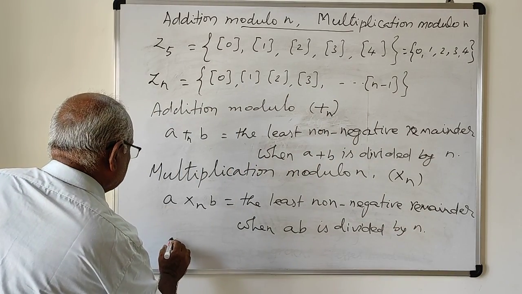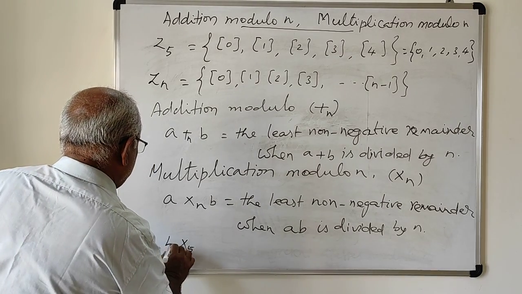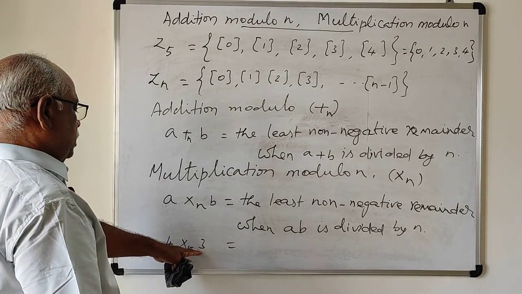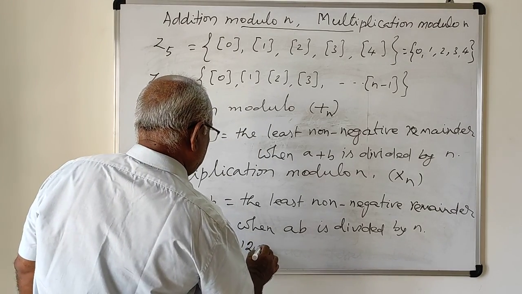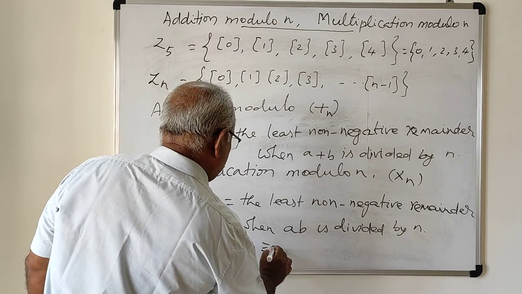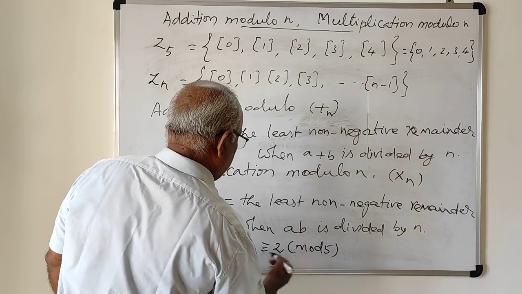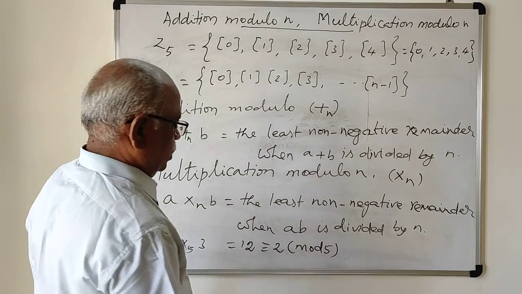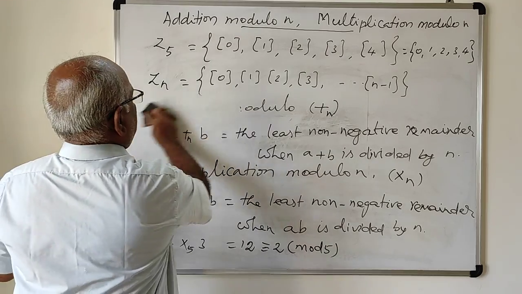Example: 6 multiplication modulo 5, 4 multiplication modulo 5, 3 is equal to 4 threes are 12, by usual multiplication. 12 divided by 5: 2 fives are 10, remainder is 2. So 12 is congruent to 2 mod 5. Like that, multiplication modulo. One more example for multiplication modulo.